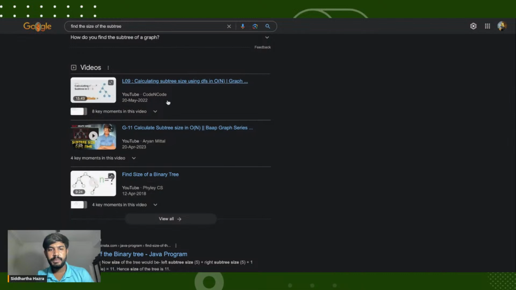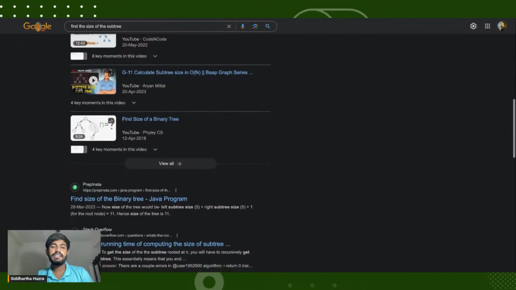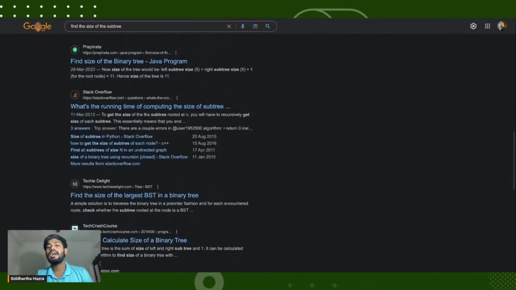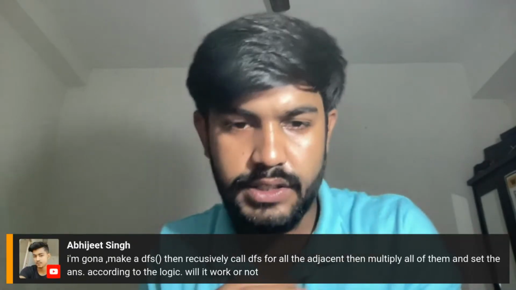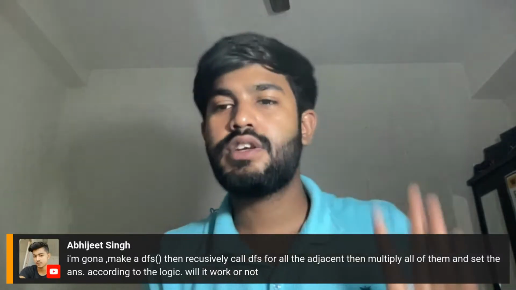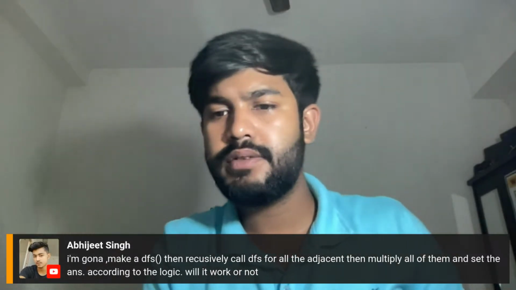You can find this person's code, which is very good. Okay, calculating subtree size. If you're learning about DFS, this is a very standard thing that you should learn. You can rely on that resource. I have myself learned a lot from it. I'm going to make a DFS, then recursively call DFS and multiply all things, etc. Will it work or not? Yes, absolutely. This is the solution. This is the solution I have implemented.